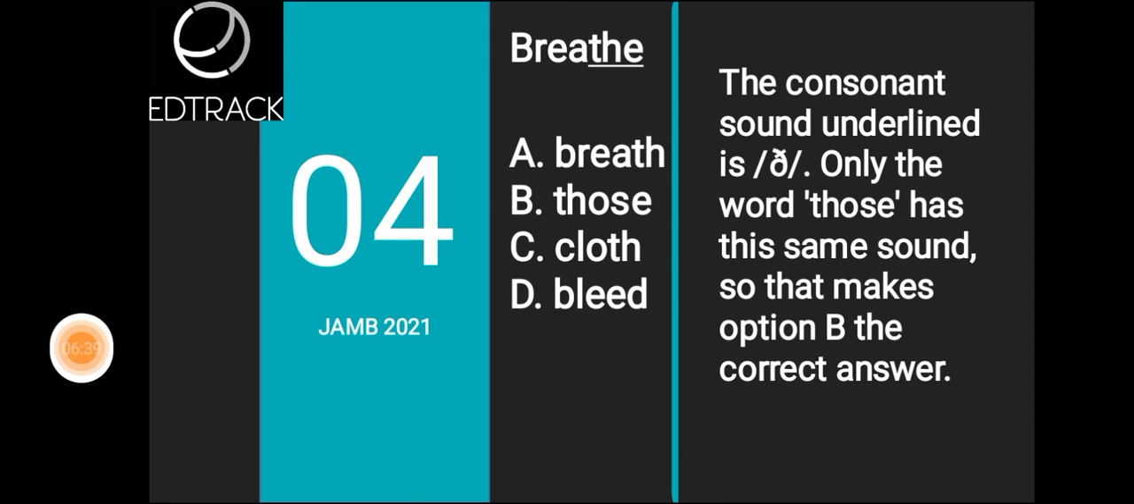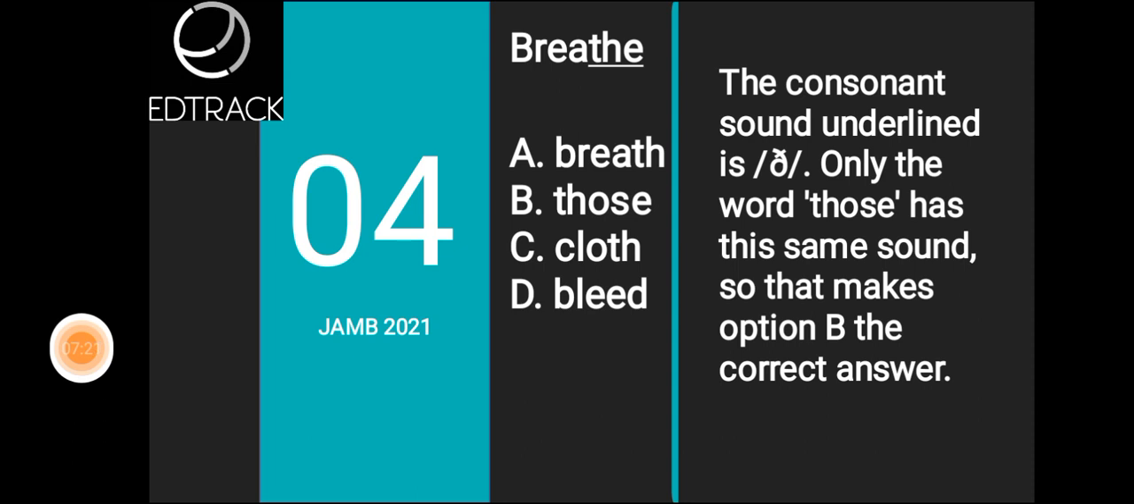So let us pronounce the words we have in the options here and see which one has the same sound as the one we are looking for. Option A is pronounced as breath. Option B, those. Option C, cloth. And option D, bleed. Again, breath, those, cloth, bleed.